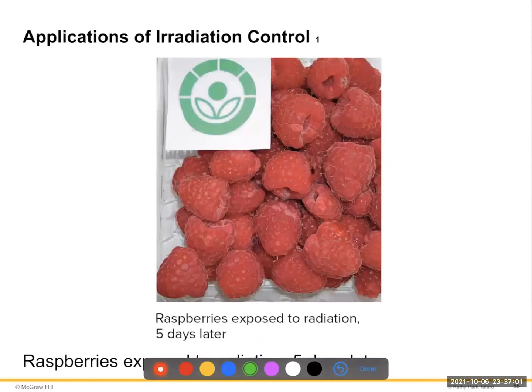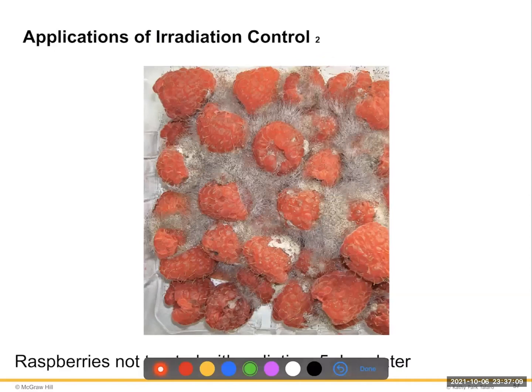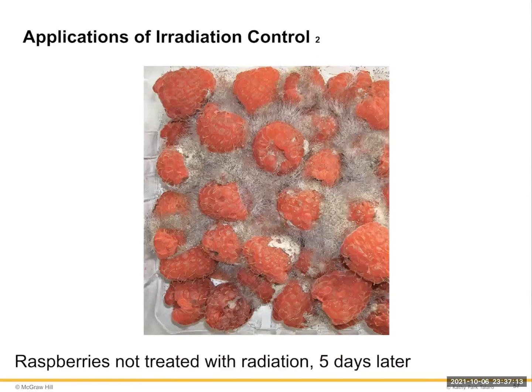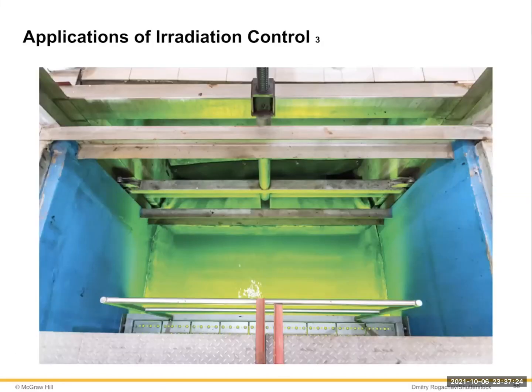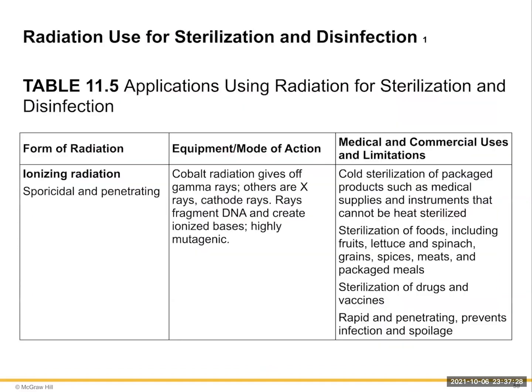Now, an application we do with radiation control. These are raspberries that have been exposed to radiation, 5 days later. These are raspberries that have not been treated with radiation, 5 days later. And you see the different microbial growth. The radiation has killed the microbes so they don't multiply and grow into these colonies. How we control it is with these different containers here. We'll show you how those work.